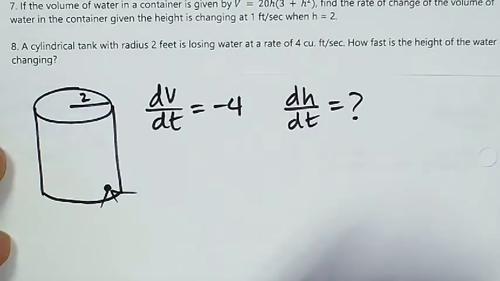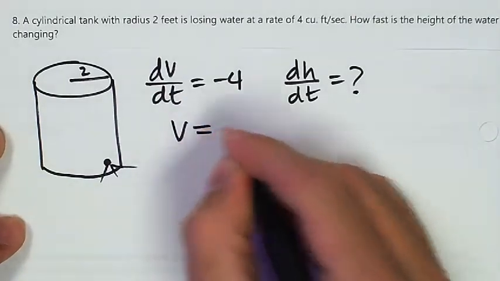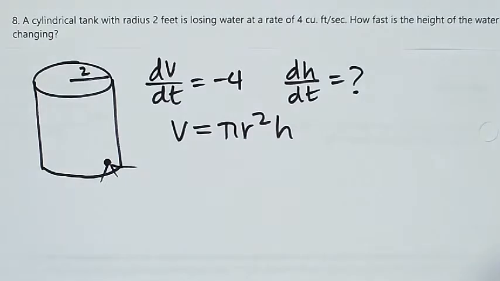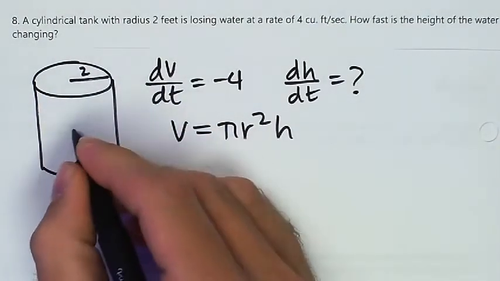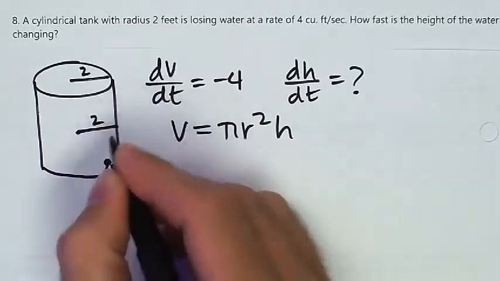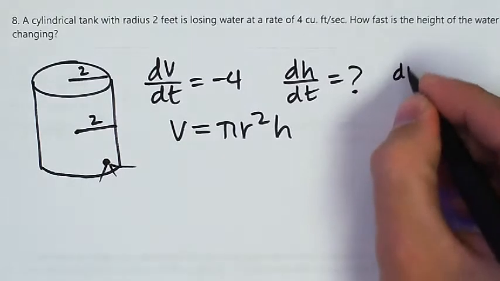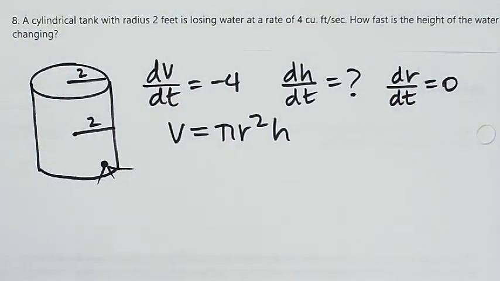Well, in this situation, we're going to need a formula for the volume of a cylinder, and that's going to be pi times radius squared times height. But if you look, here is where the radius is 2, here also the radius is 2. Everywhere the radius is 2. So dr/dt is going to be 0. And at this point, you've got a couple of options. I think this is probably something I'm going to be talking to you about in class next time.